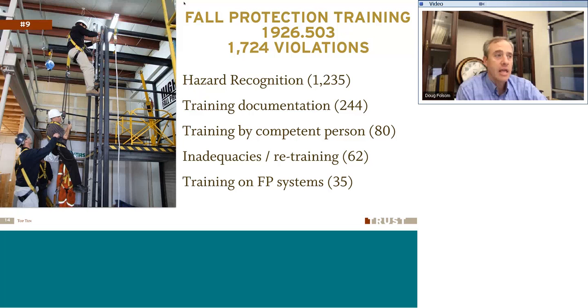Making sure that if we identify inadequacies in performance, we retrain employees. So if you notice an employee failing to use their fall arrest system when they should be, for example, that employee needs to be retrained. You need to make sure that you can also document that you are retraining people when you identify deficiencies or inadequacies in their performance. And then just a standard training on fall protection systems probably falls into some of these other categories, but that was listed separately on those 35 violations.